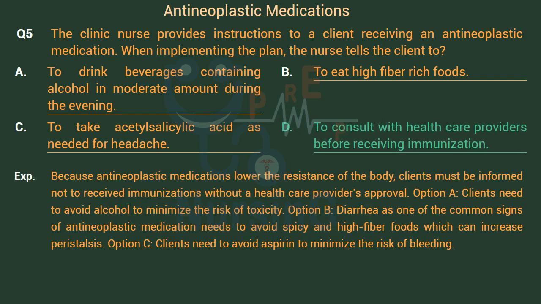Because antineoplastic medications lower the resistance of the body, clients must be informed not to receive immunizations without a healthcare provider's approval. Option A, clients need to avoid alcohol to minimize the risk of toxicity. Option B, diarrhea is one of the common signs of antineoplastic medication, so clients need to avoid spicy and high-fiber foods which can increase peristalsis. Option C, clients need to avoid aspirin to minimize the risk of bleeding.